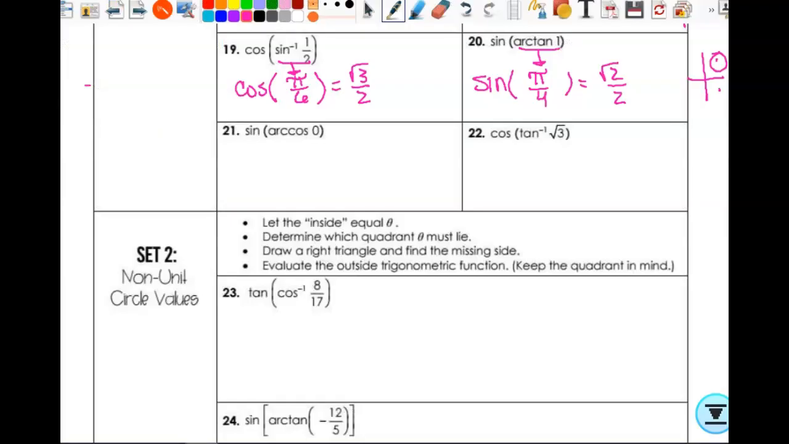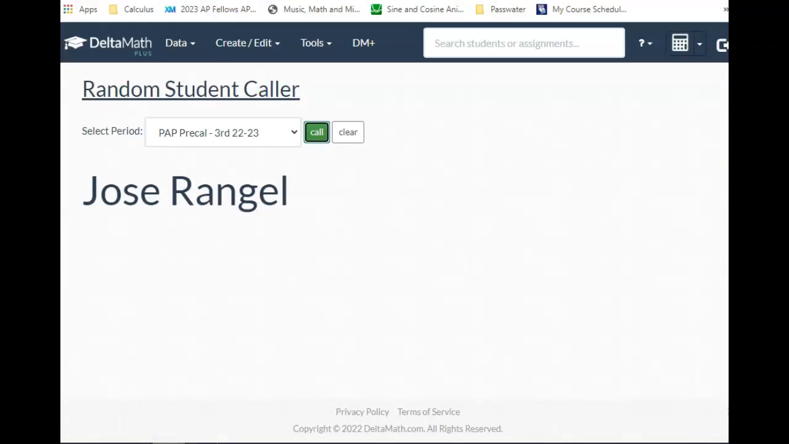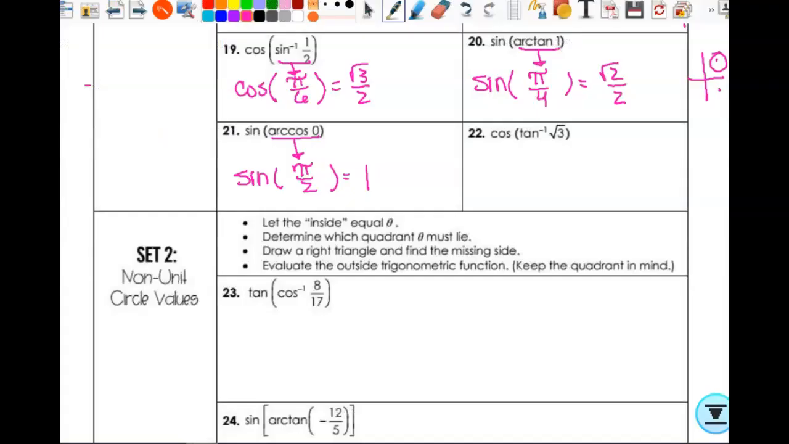All right, Jose. I need the sine of the arc cosine of 0. So what angle gives me a cosine value of 0? Pi halves, very good. And then the sine of pi halves is 1. You okay with that? With the zeros, make sure you say to yourself out loud or in your head, what angle gives me that value so you don't get the two things mixed up. Okay, very good.